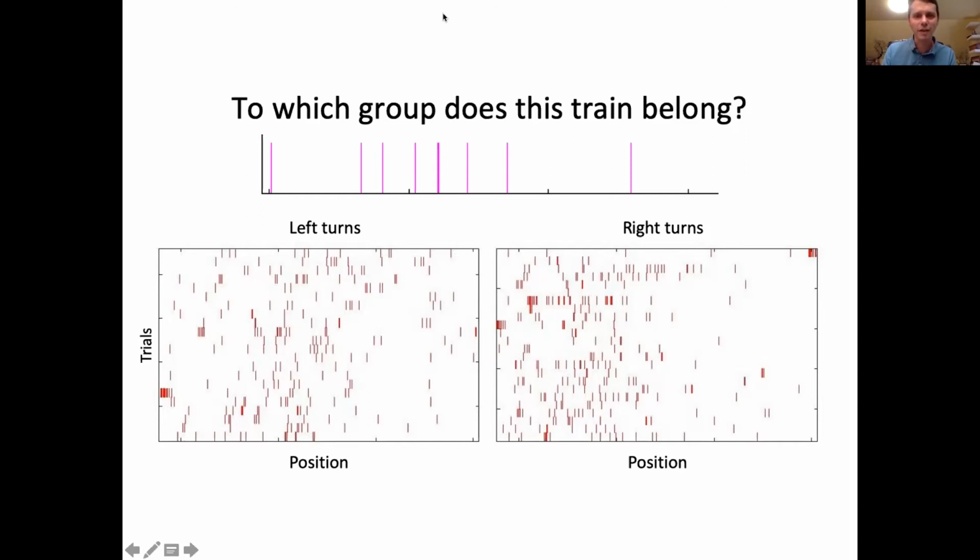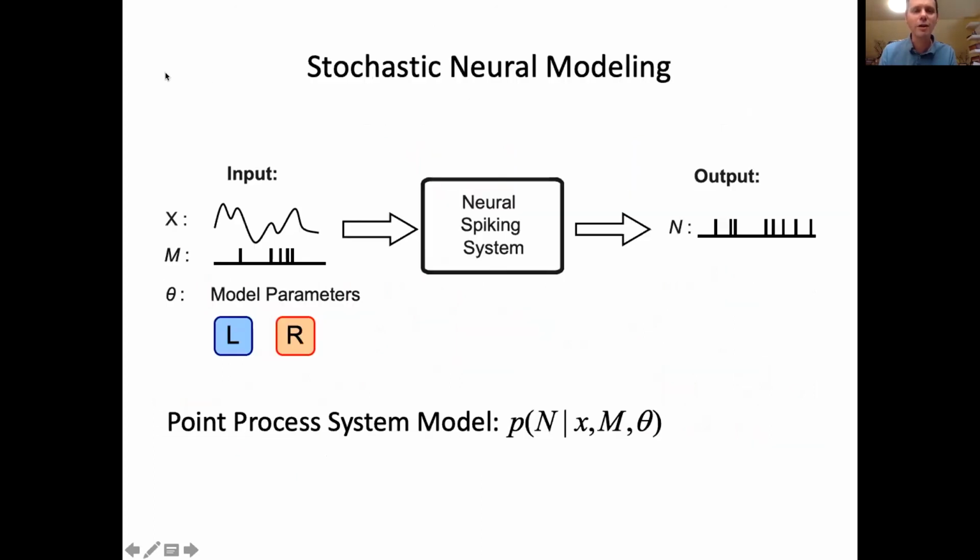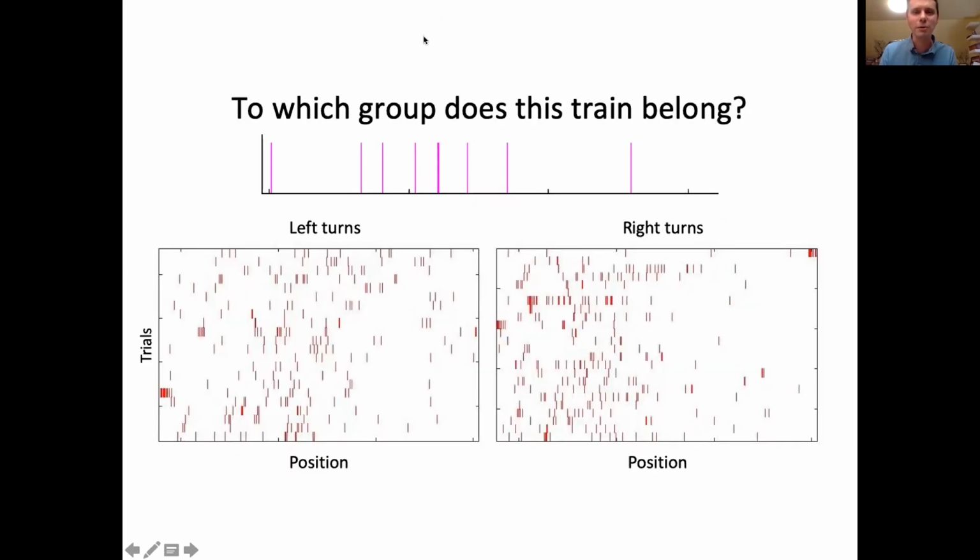Let me see if I can see the hands. I can't quite see the hands here, but let's take a quick vote, and maybe someone who can see the hands, or maybe I'll see if I can do it. So how many people think that this pattern right here corresponds to the left turn?